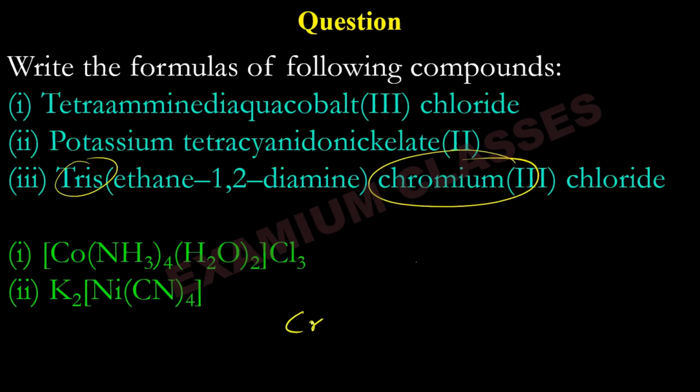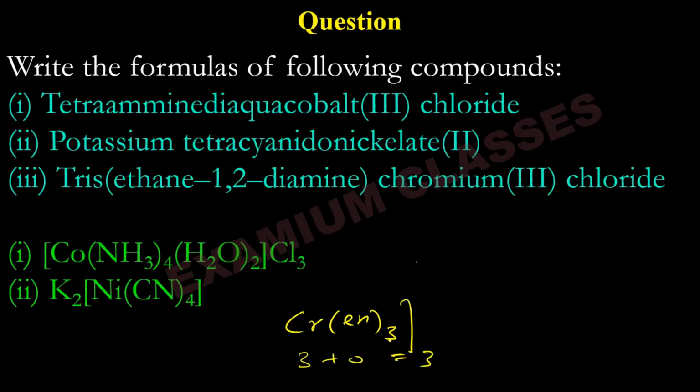So it will be Cr, chromium, and you have (en) thrice. This chromium has oxidation state 3 and ethane-1,2-diamine is neutral. So whatever you have, 3 plus 0 equals 3. So a positive 3 charge will be there on this entity. En is neutral. Whatever charge you have here will be on the coordination entity, so it will decide how many chlorines should be there outside. So there should be 3 chlorines outside. This is the answer.